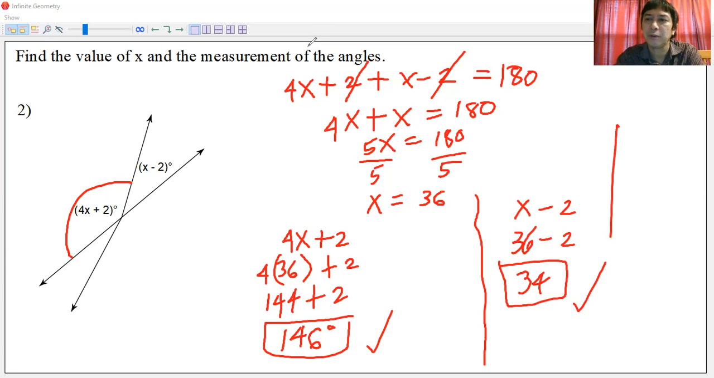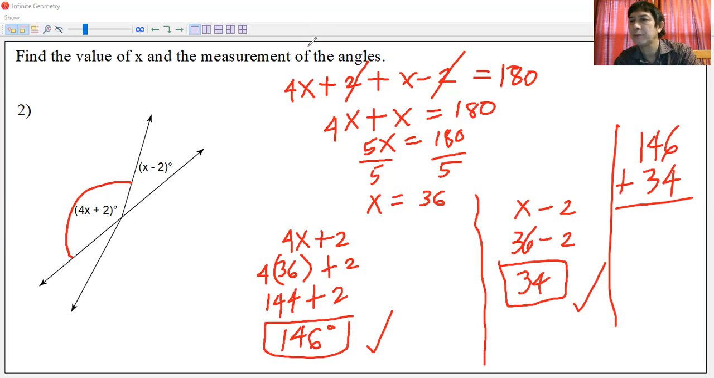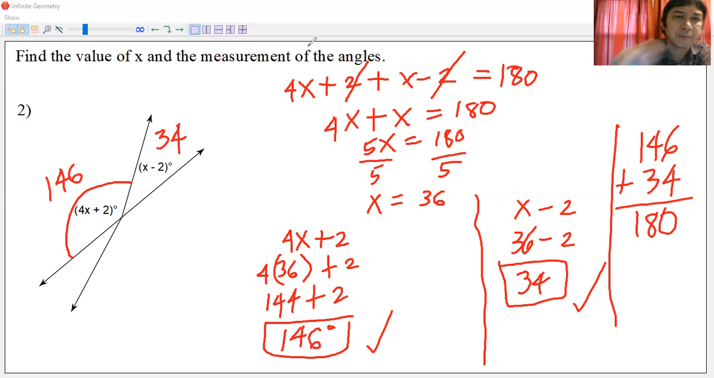So if ever we need to check it, that's 146 added to 34. That's 170 plus 10. So that's 180. Okay. So those are the values, 146 and 34. So 146 is the larger, and then the smaller is 34 there. These are in degrees, of course. All right, that goes to our number 2. Let's continue with the next. Let's have the third.